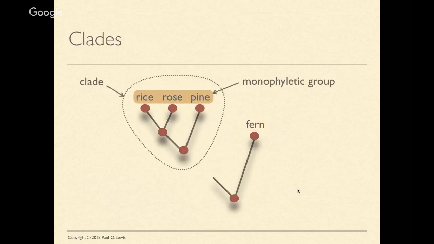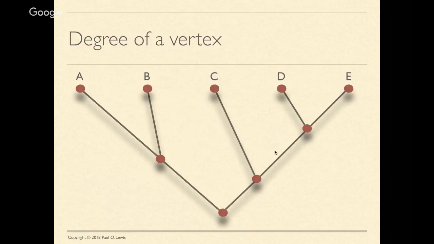If a group of taxa can be removed from the tree by snipping just one edge, then we say that group is monophyletic, and we often use the term clade when discussing the portion of the tree that we've snipped out. The degree of a vertex or a node in the tree equals the number of edges that are attached to that node. So here's an example of a vertex with degree 1. Here's an example of a vertex with degree 3. And here's an example of a vertex with degree 2.